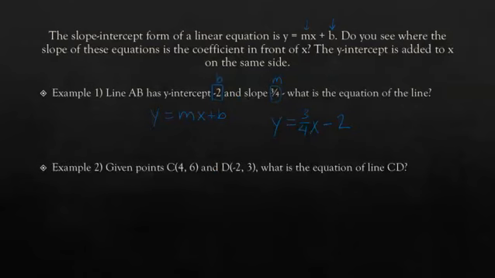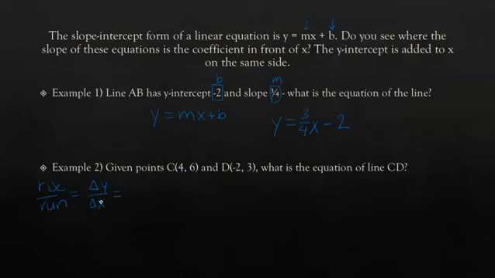Given points C, which is (4, 6), and D, which is (-2, 3), what is the equation of line CD? Now this one might take a little bit longer. First, we need to find the slope. So remember that our slope is rise over run, and that can also be stated as the change, which we can symbolize as a triangle, which is the Greek letter delta. Change of y over change of x.